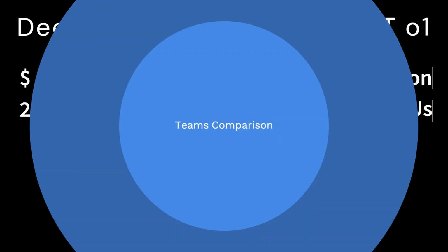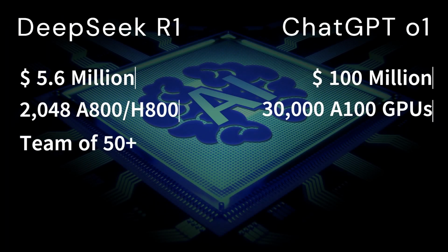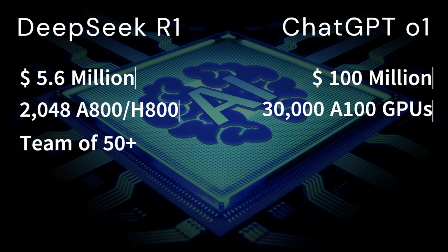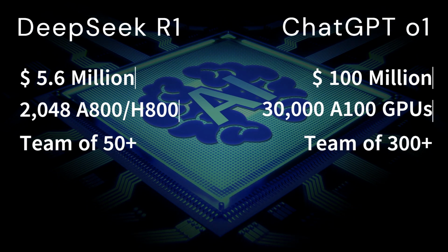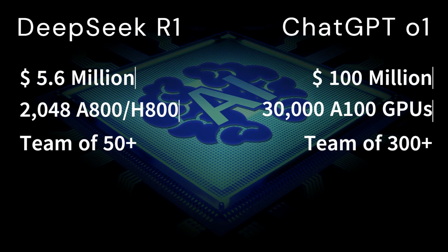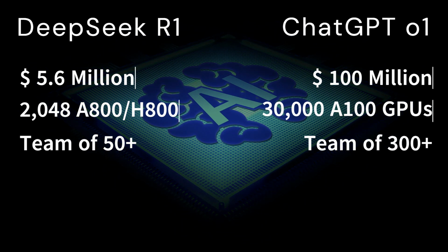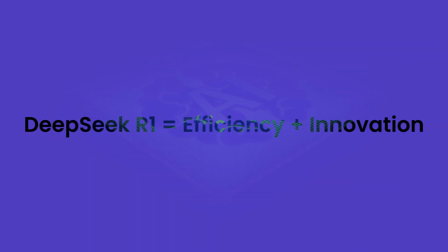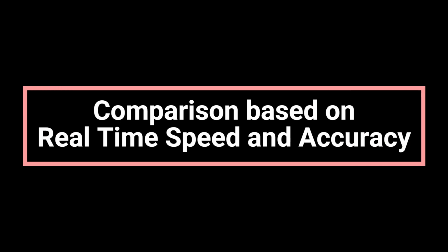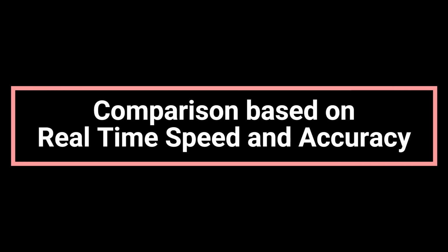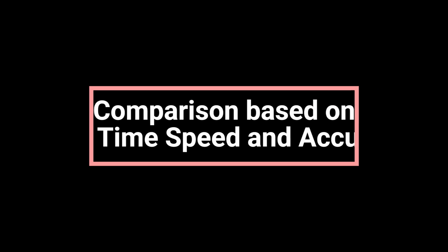DeepSeek R1 has been developed by a team of 50 engineers and researchers, whereas GPT-R1 is built by OpenAI's team of 300+ engineers, researchers, and data scientists. DeepSeek R1 is a great example of how efficiency and innovation can lead to a powerful AI model without breaking the bank. Next up is a comparison based on real-time speed and accuracy with examples.